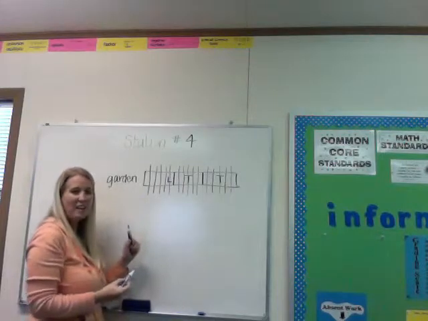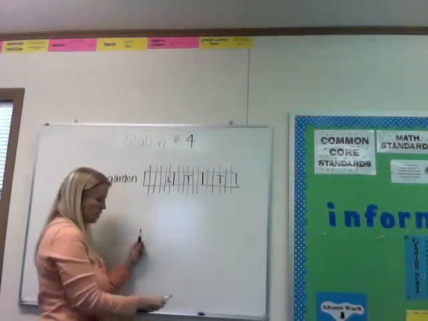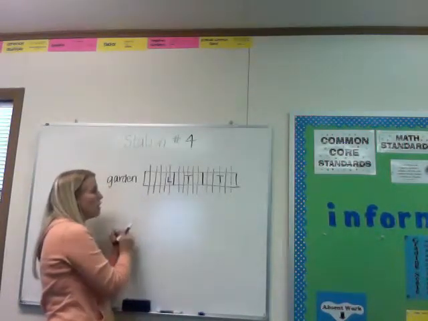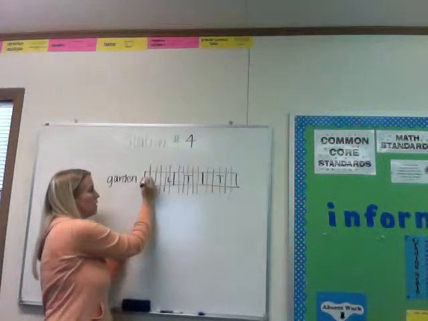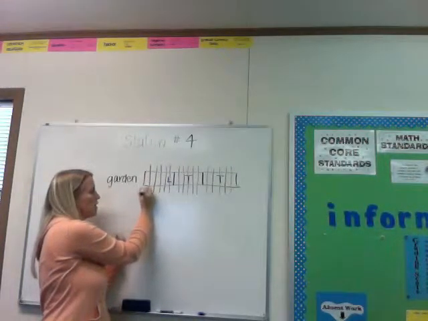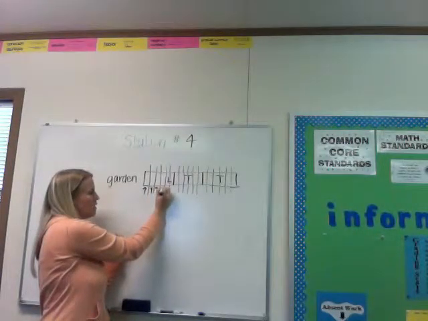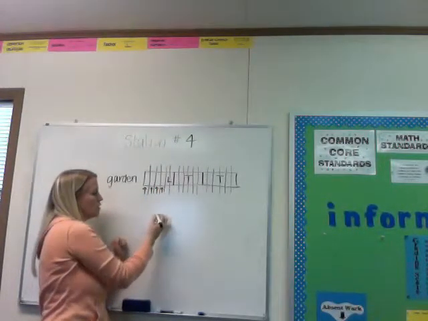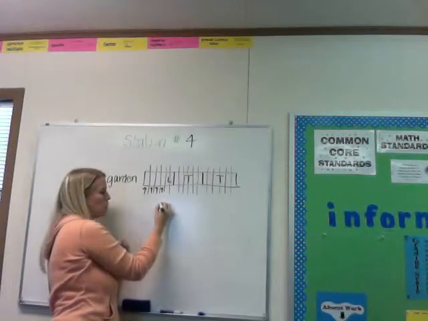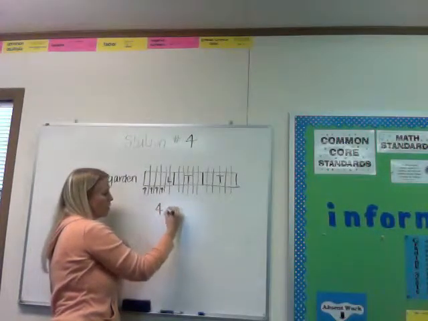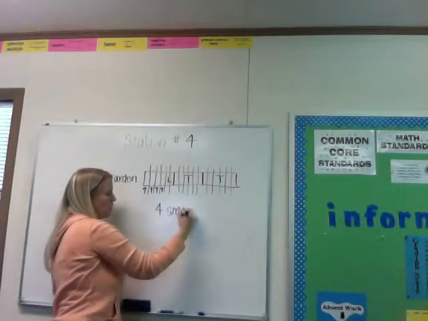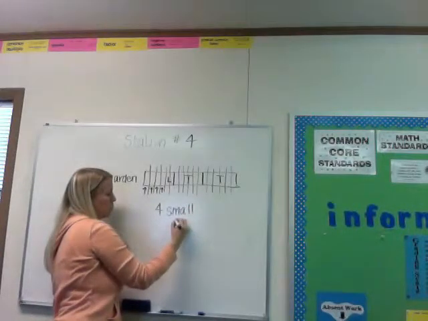That gives me 18 little sections. Each one is a separate plot. So here's one, here's one, here's one, and here is one. So my answer should be he will have 4 small plots.